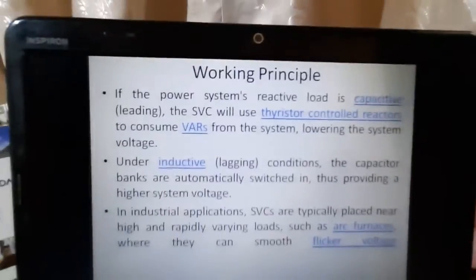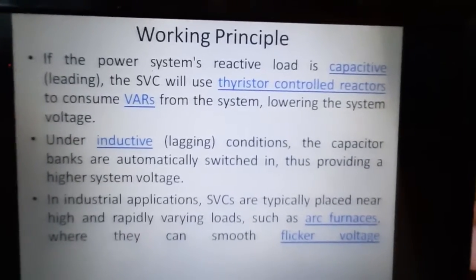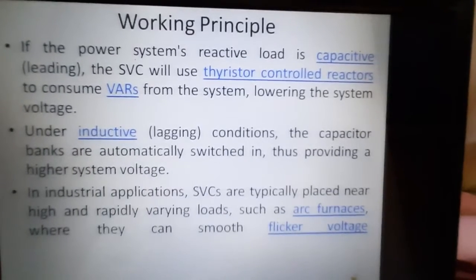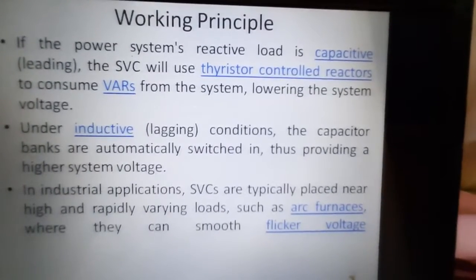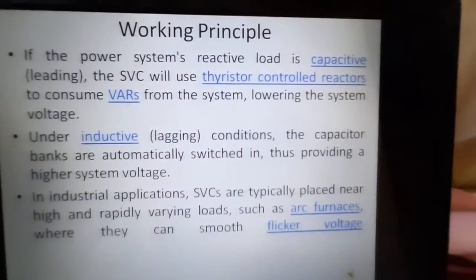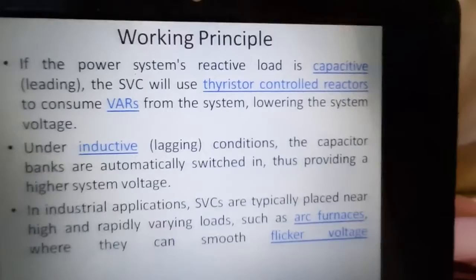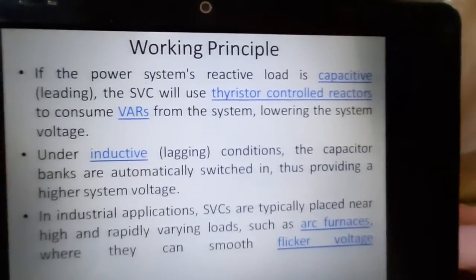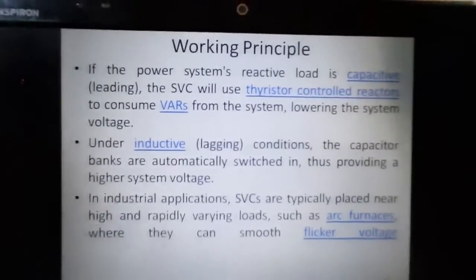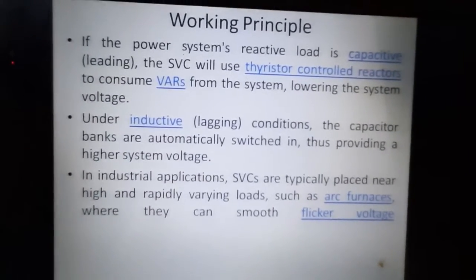The working principle of SVC is as follows. If the power system's reactive load is capacitive, that is leading, the SVC will use thyristor controlled reactors to consume VAR from the system, thus lowering the system voltage. Under inductive, that is lagging, conditions, the capacitor banks are automatically switched in, thus providing a higher system voltage. In industrial applications, SVCs are typically placed near high and rapidly varying loads such as arc furnaces, where they can smooth the flicker voltage.